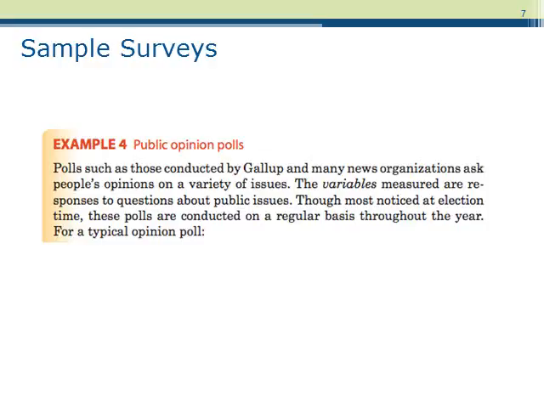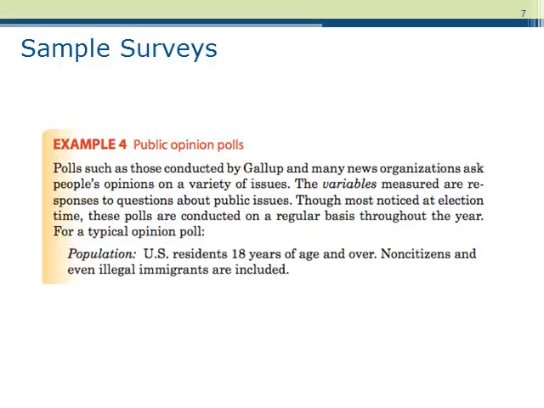So first of all, what is the population? In other words, what is the relevant group of individuals about which we want information? Now, there technically could be more than one answer to this question. However, for our purposes, we'll let the population be U.S. residents 18 years of age and over. We'll include non-citizens and illegal immigrants as well. So essentially, the voting population.